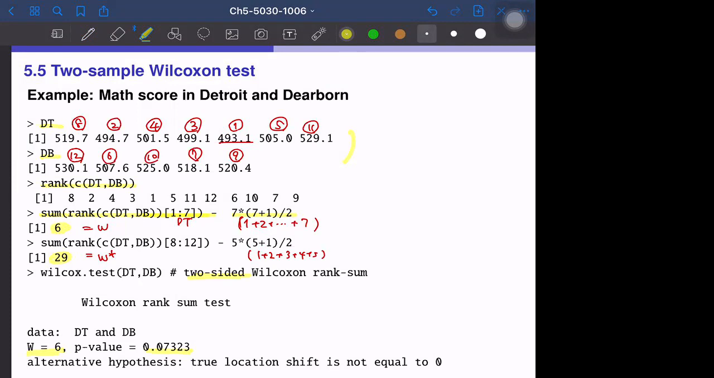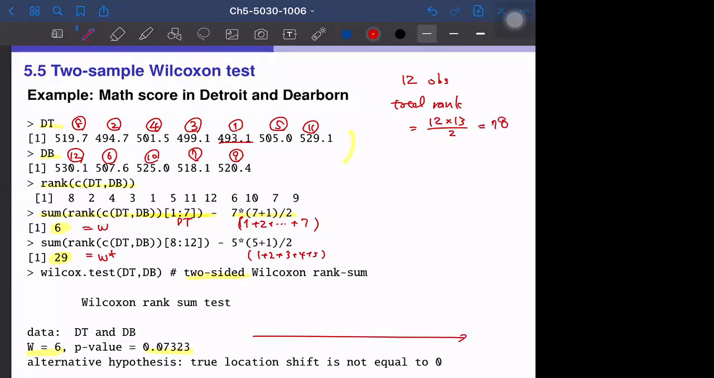So that means W is less than 6 or, okay, so what's the range? We have 12 observations. So the total rank sum is 12 times 13 over 2, so this is 78. And the minimum rank sums are 1 to 7, which is 28, and 1 to 5, which is 15. So we have 43. So the difference is 35. So W ranges from 0 to 35.